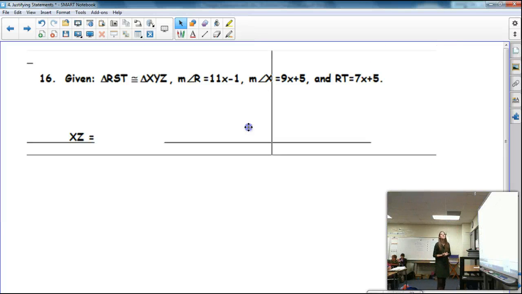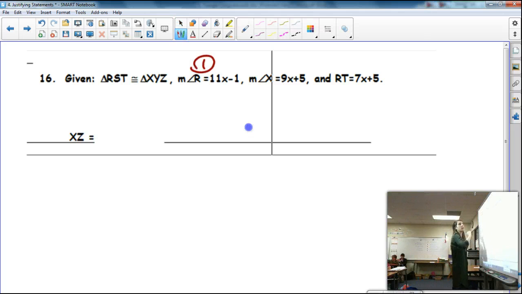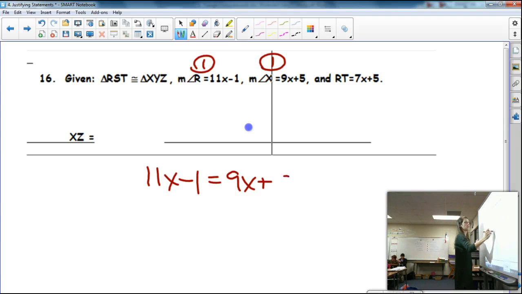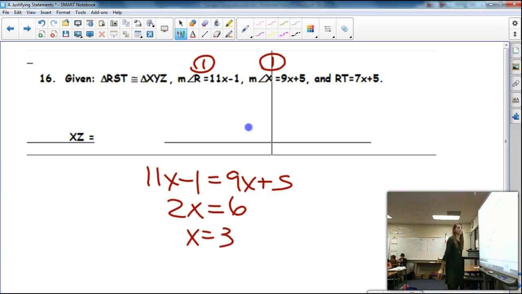Measure of angle R, measure of angle X, and RT. Okay, so angle R is listed first. Angle X is listed first. What can you do when they're both listed in the same order? You can surely set them equal. So 11x minus 1 equals 9x plus 5. 2x equals 6. X equals, Kylie? 3? Oh, I got that.